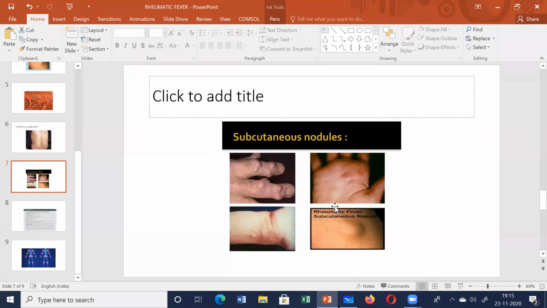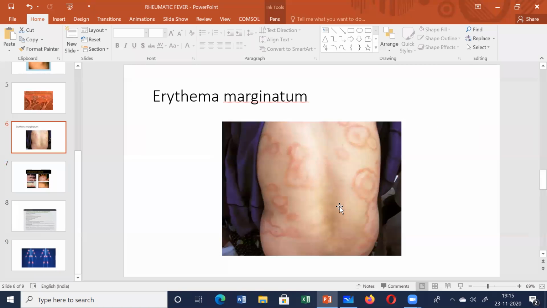Also elbows and patella. And for how many days will they persist? They persist for 1 to 2 weeks. Next, come to erythema marginatum. Look at this picture. Yes, this is a skin rash. This is the erythematous pink rash. You can see here there's a clear center, and it has some serpiginous margins, round or serpiginous margins.